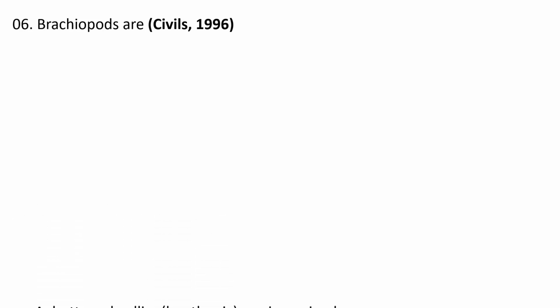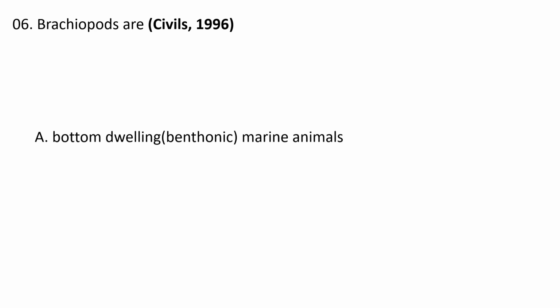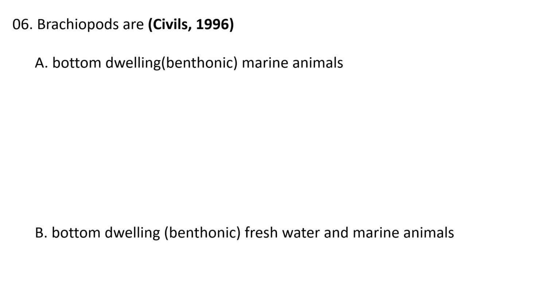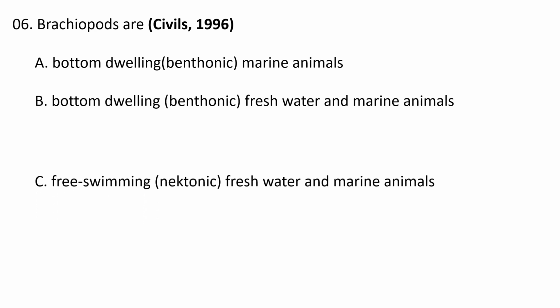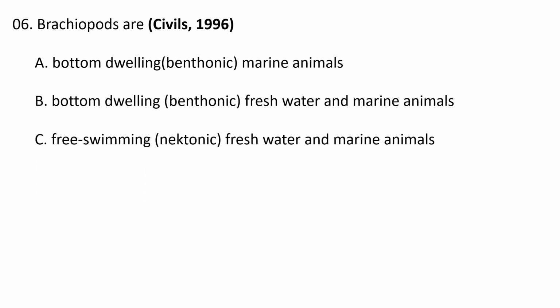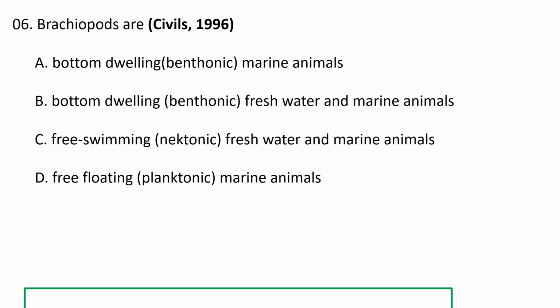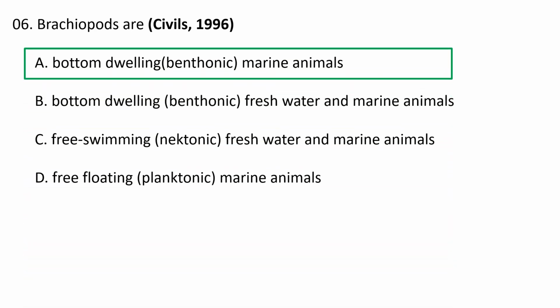Next question. Brachiopods are, all these questions were asked in Civil Services Preliminary 1996. So the choices are A. Bottom dwelling or benthonic marine animals, B. Bottom dwelling, benthonic freshwater and marine animals, C. Free swimming, also known as nektonic, freshwater and marine animals, D. Free floating, that is planktonic marine animals. So the correct answer is A. Bottom dwelling benthonic marine animals.